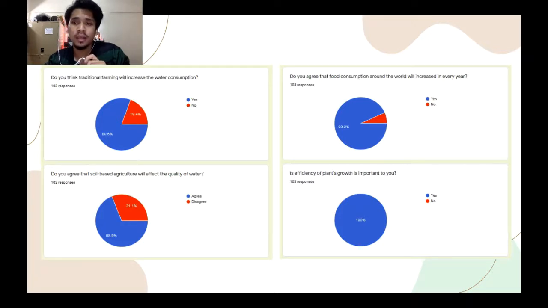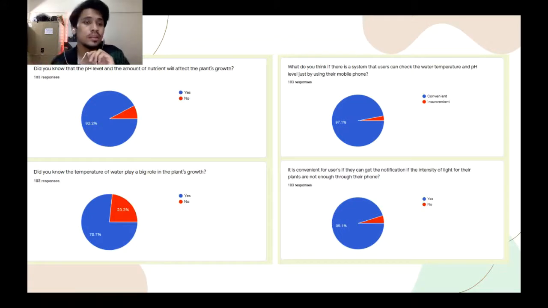And they agree that food consumption around the world will increase every year. 93.2% agree with that. So next, most of them agree that soil-based agriculture will affect the quality of water, around 68.9%. And next, the efficiency of plant growth is important to them. 100% of them say yes.